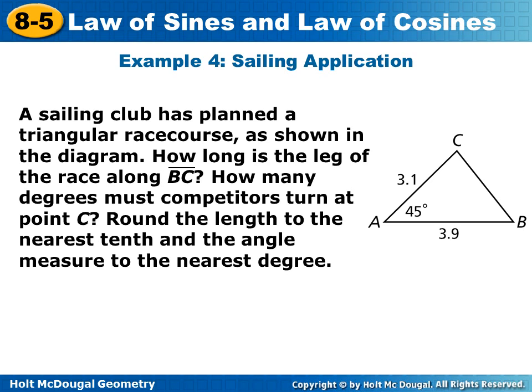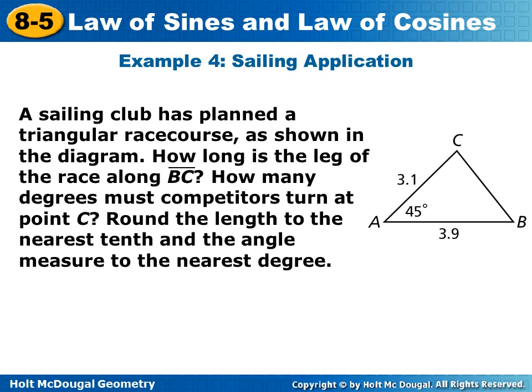Here's an application with a sailing problem. A sailing club has planned a triangular race course as shown in the diagram. How long is the leg of the race along BC? How many degrees must competitors turn at point C? Round the length to the nearest tenth and the angle to the nearest degree.